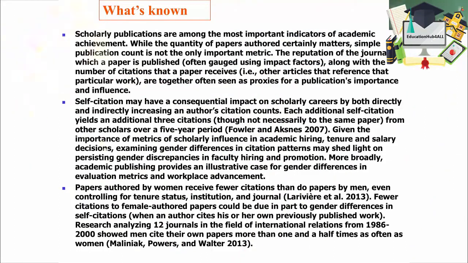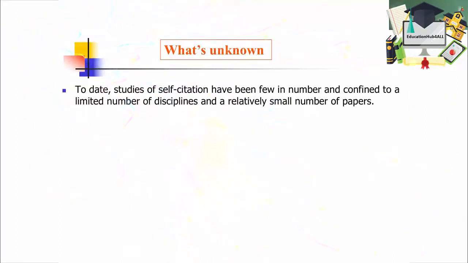But here, let's move to the what's unknown. There's just a one-sentence statement of what's unknown here. The problem is there have been few studies on this, right? We only have one that specifically looked at self-citation and gender. And that one study that looked at self-citation and gender had looked at only a few disciplines and a relatively small number of papers. So this hasn't been looked at broadly.